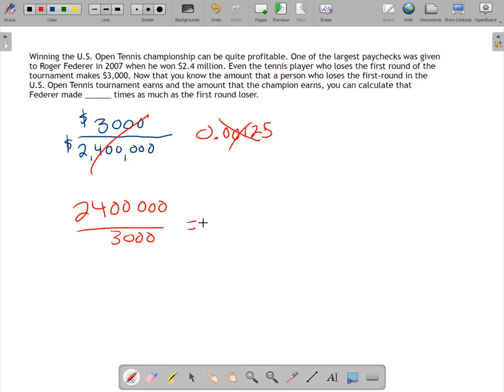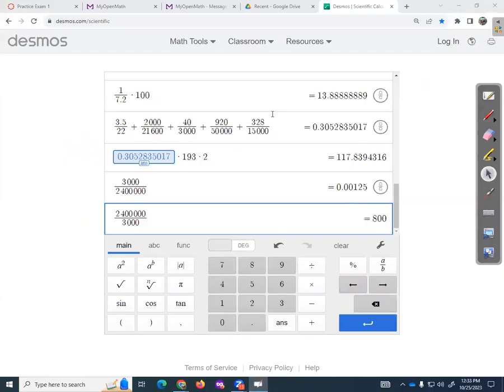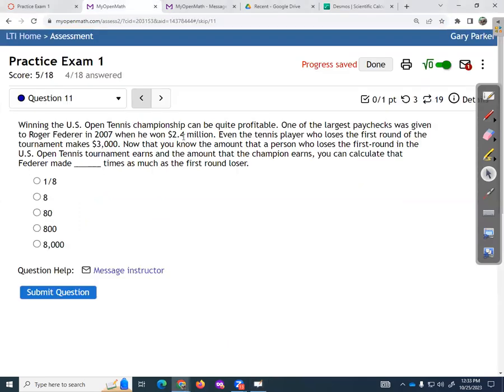So you got to check, is your answer reasonable? Right? To say Federer made 0.001 times more, that doesn't make sense. Because he made 2.4 million and the loser got 3,000. 800 is a more reasonable answer. He made 800 times more. Yeah, so double check what you wrote down. Double check if it's reasonable. Does it make sense in this situation?